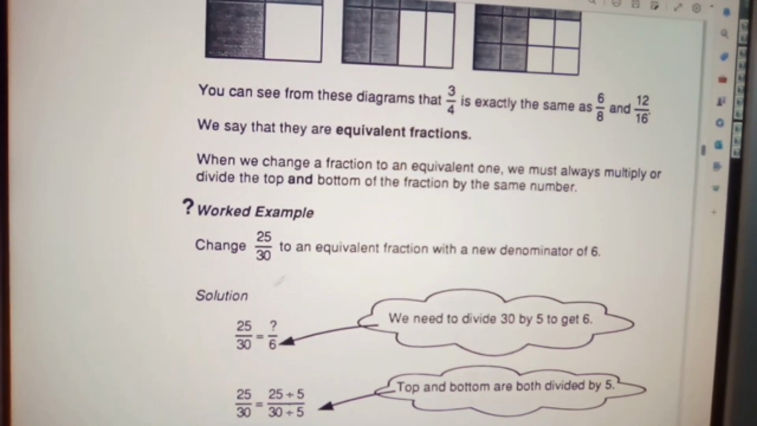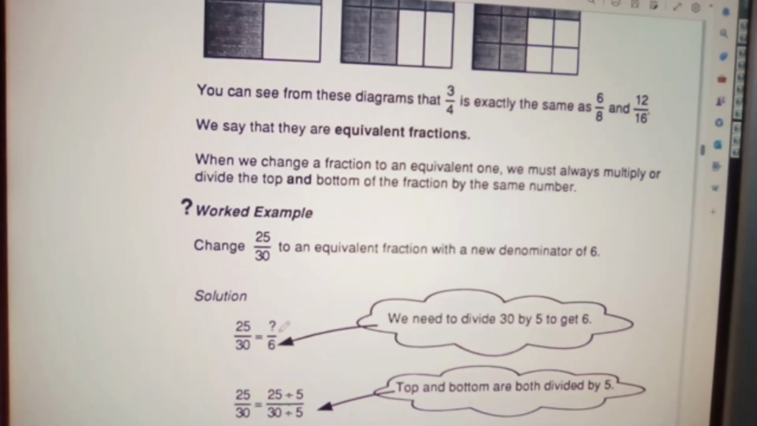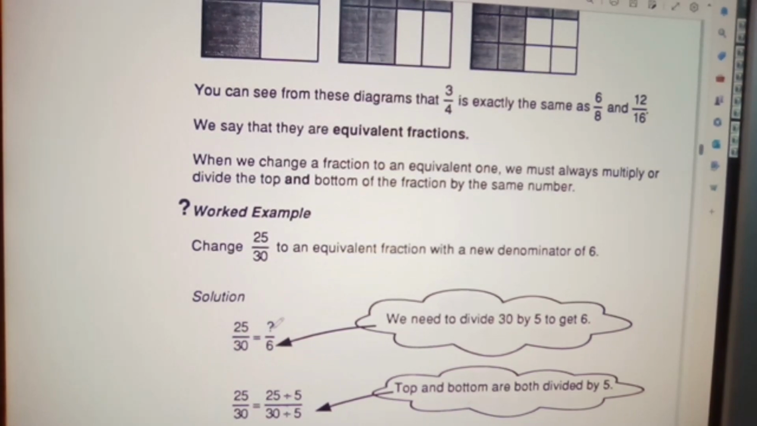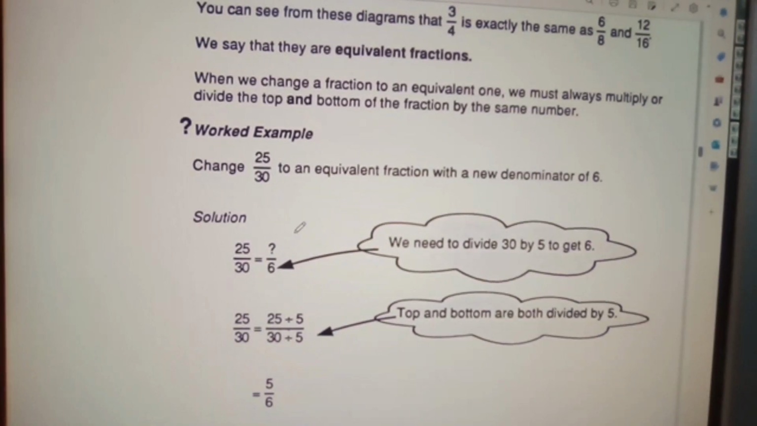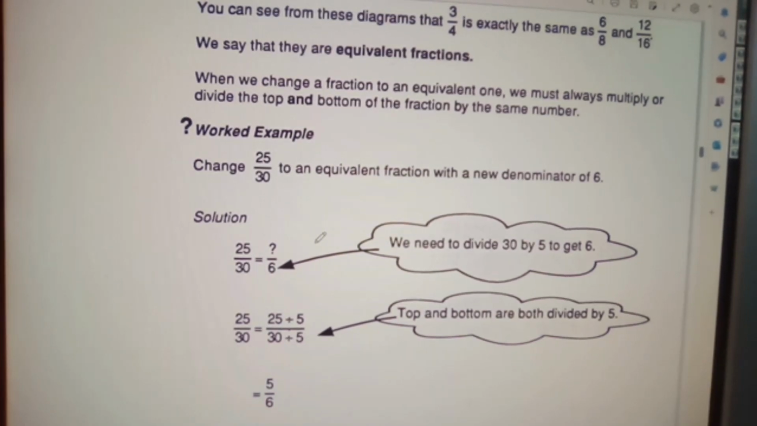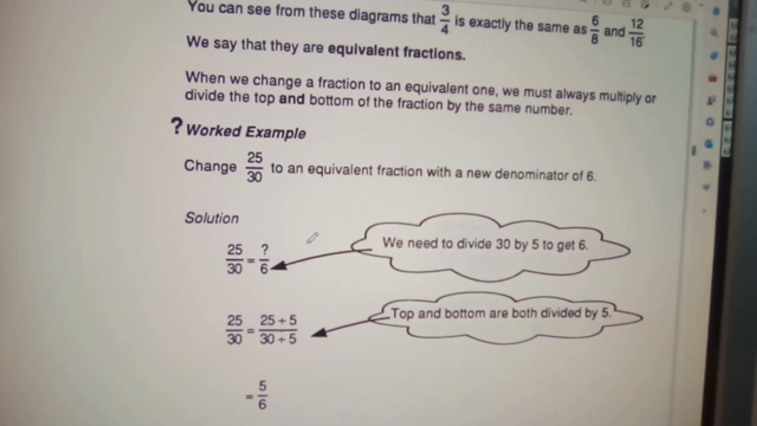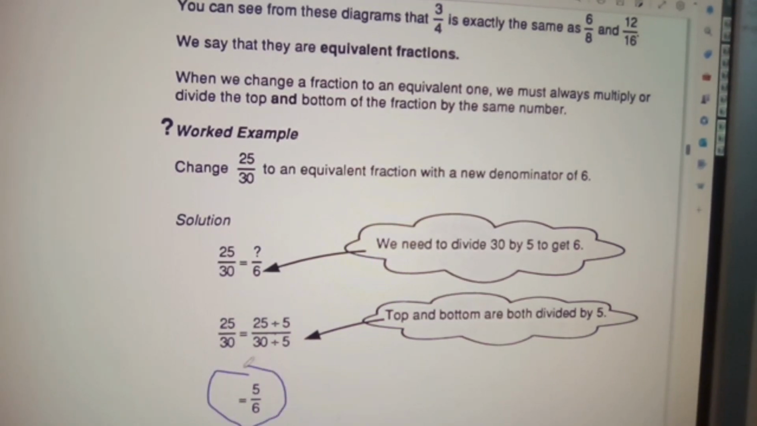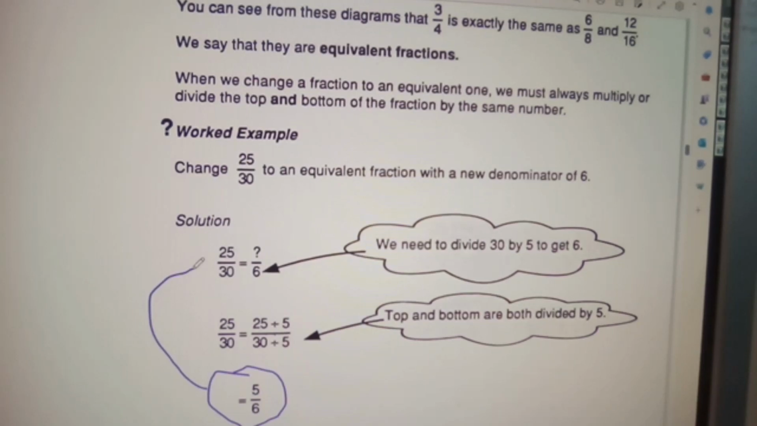So here, what would go here? We need to divide 30 by 5 to get 6. So what would go on the top part? You tell me. And we would divide the top part by 5 to get 5/6. And that's the answer here, 5.